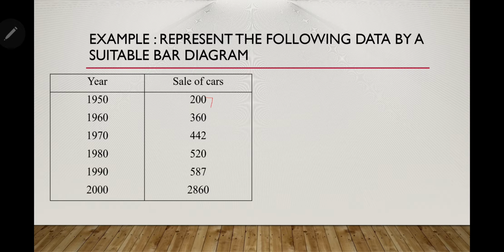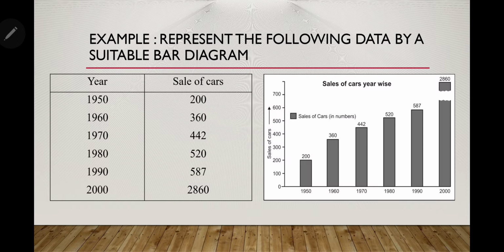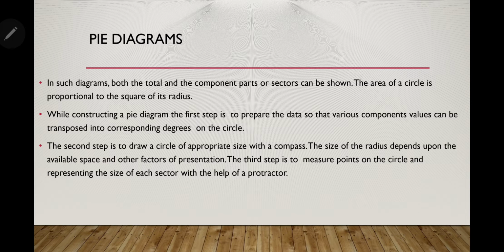In this given example, all values are very close to each other, but one value, that is 2860, is abnormally high. Thus, it can be drawn as a broken bar where this gap will show that the value of this bar is extended beyond the scale of y-axis. It is similar to simple bar diagram with the only variation that abnormally high value is shown with a broken bar because diagram cannot stretch beyond the limit of the page. These were the important type of one-dimensional bar diagrams.